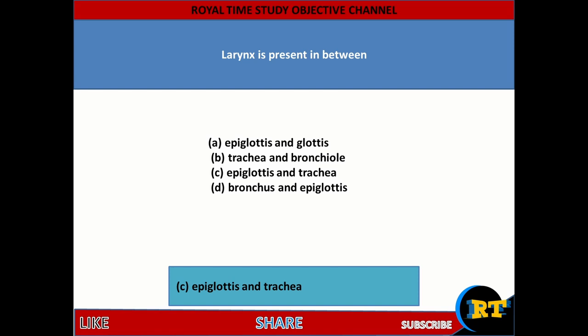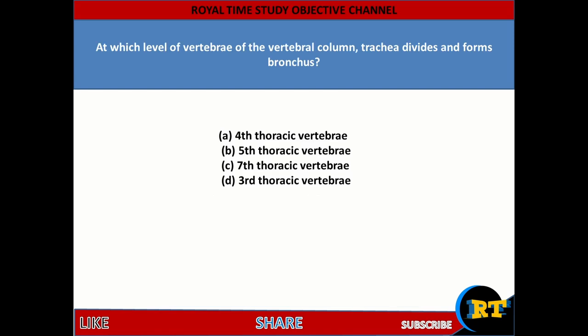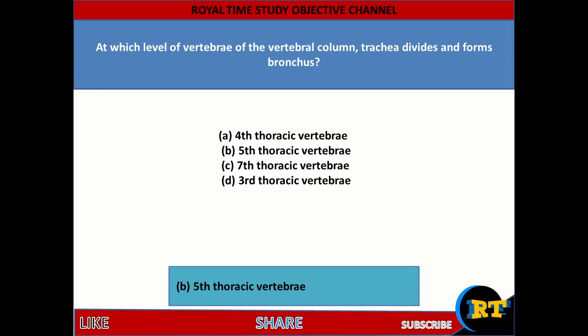And let's move to the next question. At which level of vertebrae of the vertebral column trachea divides and forms bronchus? Option number A, 4th thoracic vertebrae. Option number B, 5th thoracic vertebrae. Option number C, 7th thoracic vertebrae. Option number D, 3rd thoracic vertebrae. And the correct answer is option number B, 5th thoracic vertebrae.